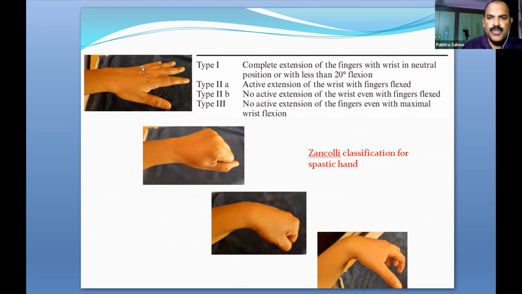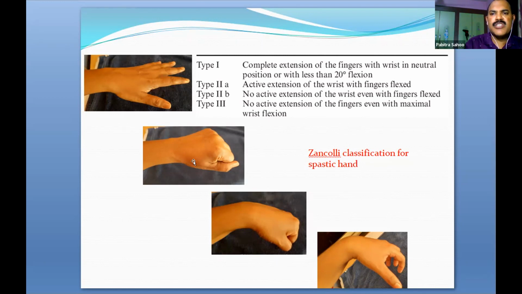Then Zancolli's type 2. Zancolli's type 2 means the fingers can be extended with the wrist in flexion. That comes under Zancolli's type 2. And type 2 is again divided into subgroups, Zancolli's 2A and 2B. This is Zancolli's 2A.